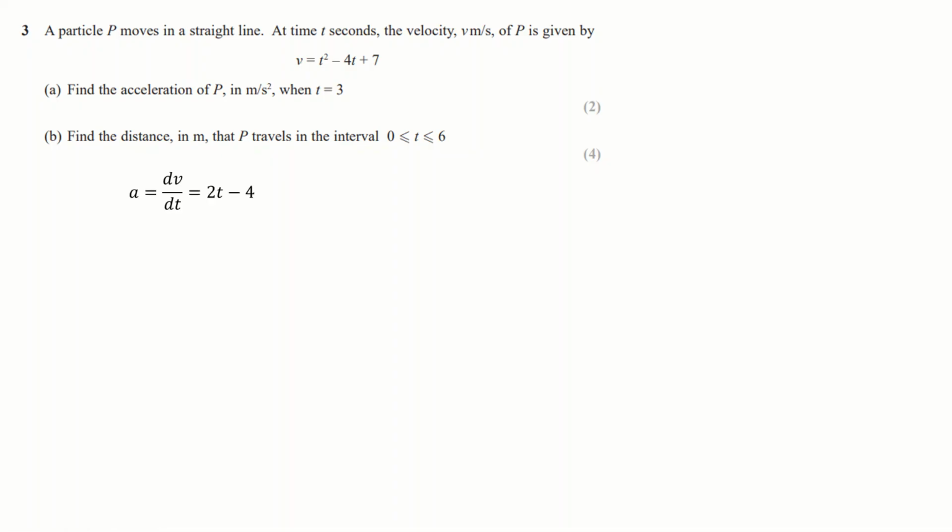Question 3, so acceleration is the rate of change of velocity, so that's dv/dt. So dv/dt, I can just differentiate this to get this, and then when t is 3, just put t as 3 in, and you get 2. 2 times 3 is 6, minus 4 is 2.